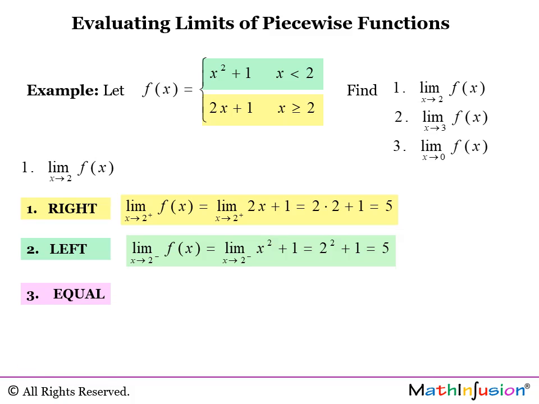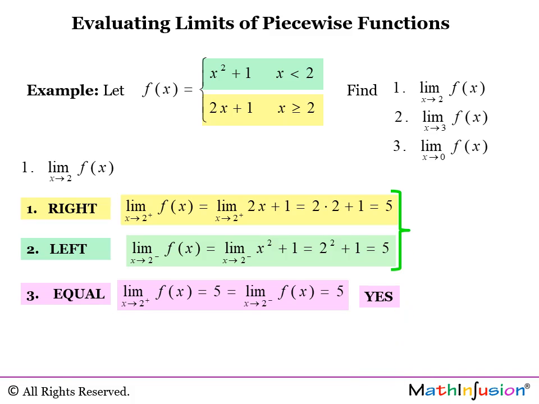In 3, we are asking if those two limits are equal, and the answer is yes, they are. The limit from the right equals the limit from the left, and the common value is 5. Because the common value is 5, I can summarize and say that the limit of the function f(x) when x approaches 2 equals 5.